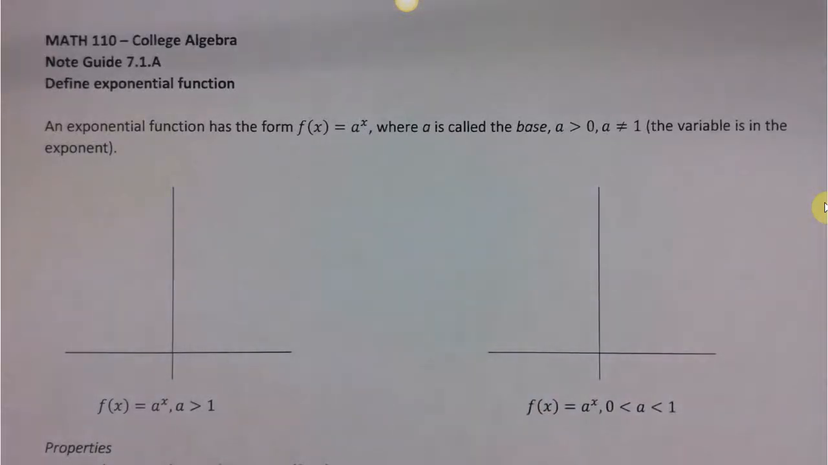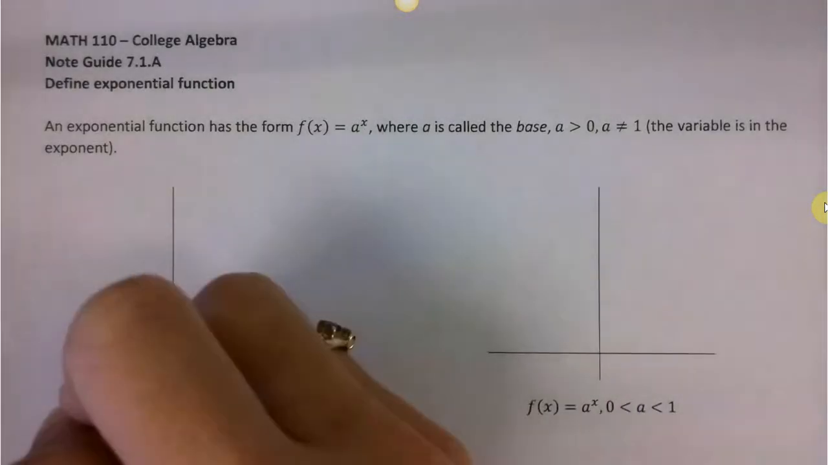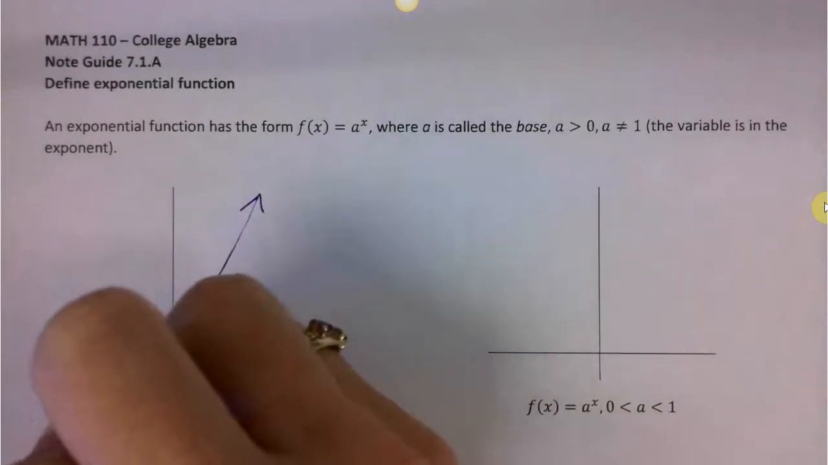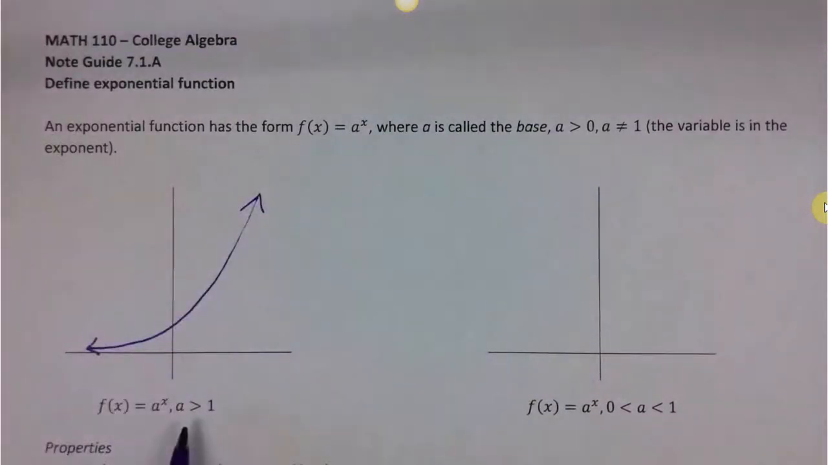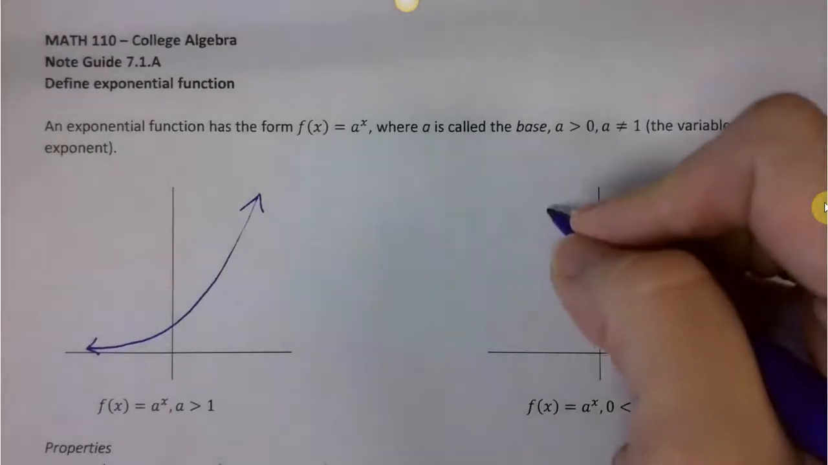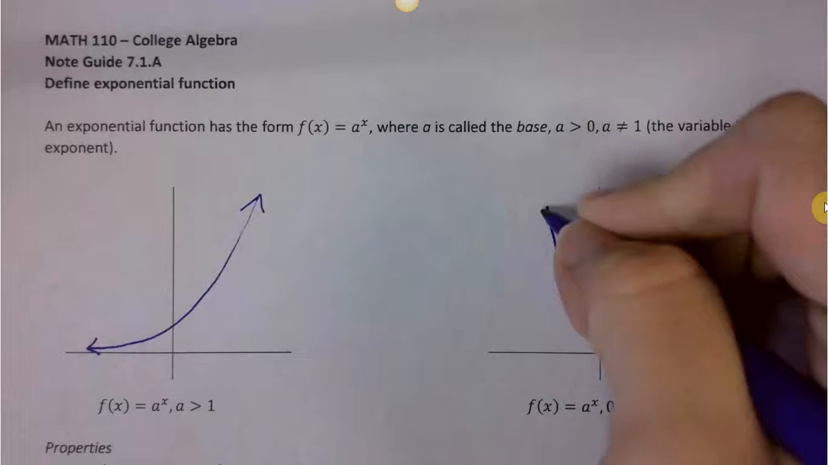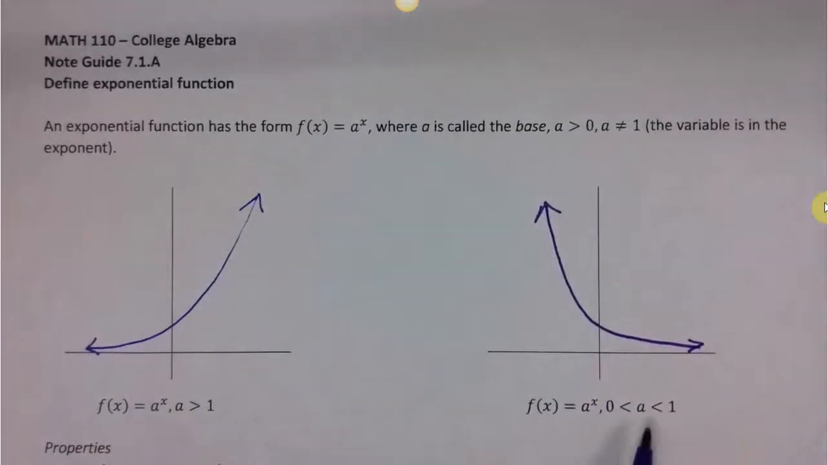Now the graph of an exponential function looks either something like this, if that base a is bigger than 1, or something like this, if our base a is between 0 and 1. So going uphill versus going downhill.